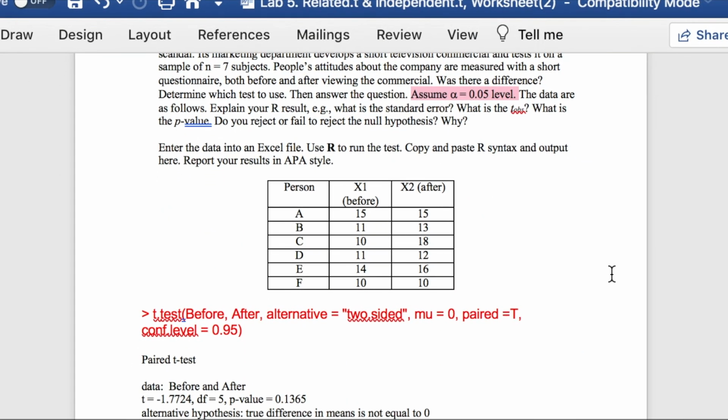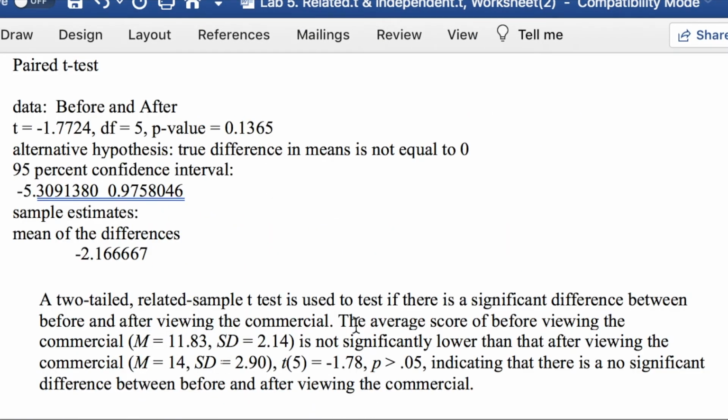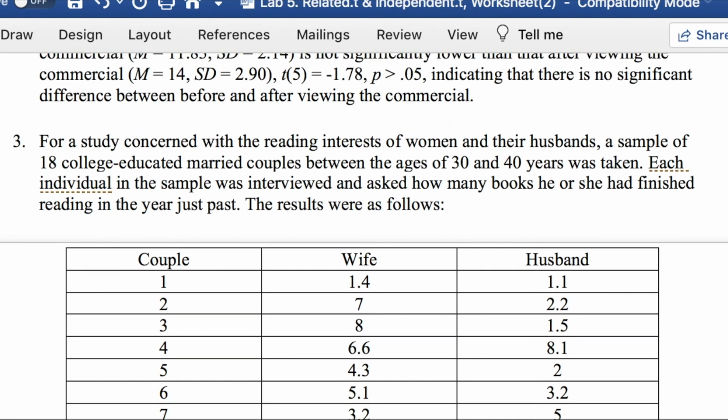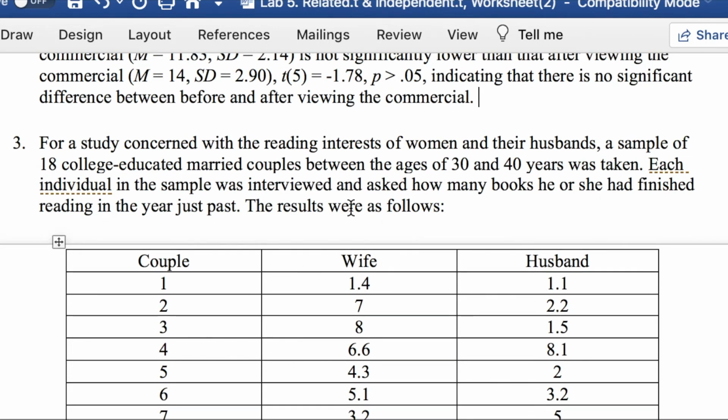Then we can make a summary like this. You can see the before-reviewing score is not significantly lower than the after-reviewing score. The t-value is negative. Remember to tally the t and 5 represents the degrees of freedom. The P value is larger than 0.05, so we can see there is no significant difference between before and after reviewing the commercial. The third question is very similar to question 2. You need to build 2 variables, first one for wife, the second one for husband. So I will skip question 3.